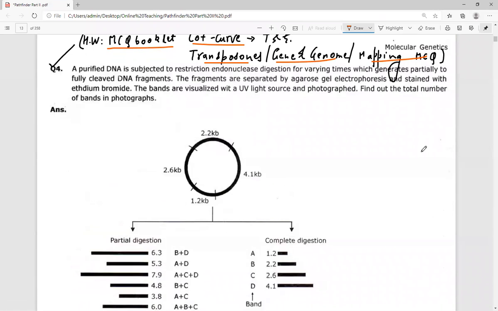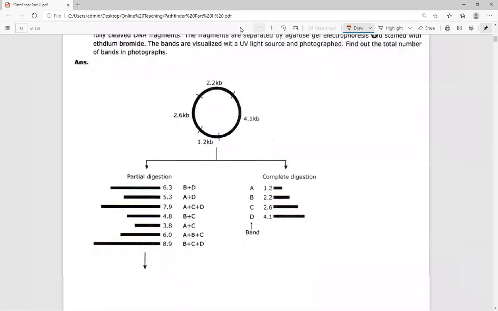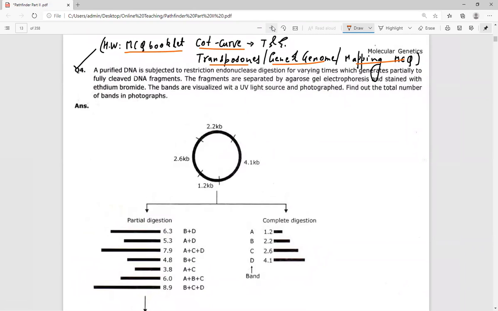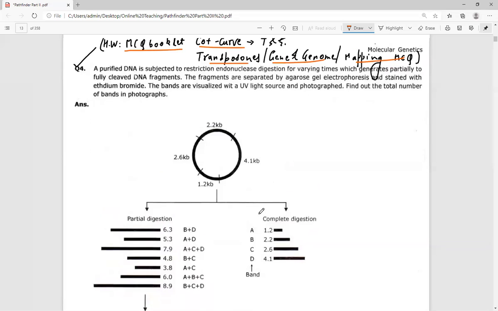A purified DNA molecule. Okay, I'm just solving this particular question. A purified DNA is subjected to restriction endonuclease digestion by various times, which generate partially to fully cleaved DNA molecules. So there are several different types of cleaved DNA molecules. You have taken a purified DNA molecule and cleaved it with several different types of restriction enzymes.